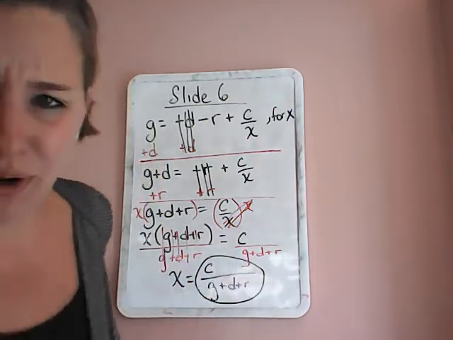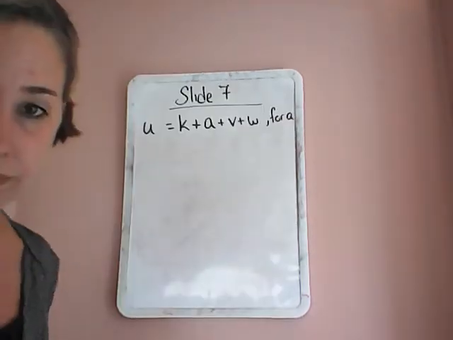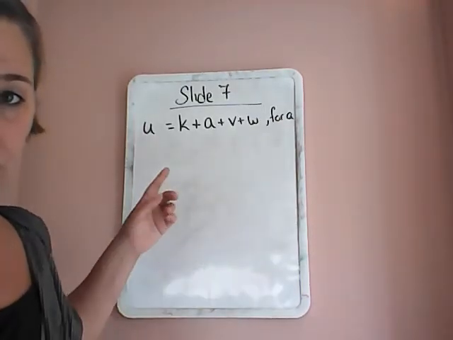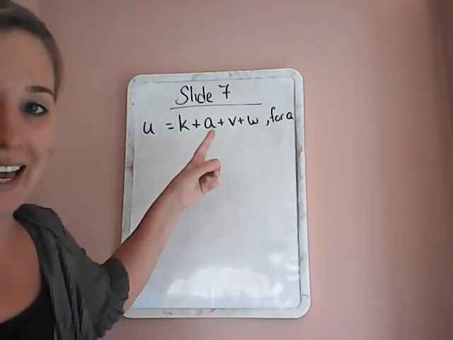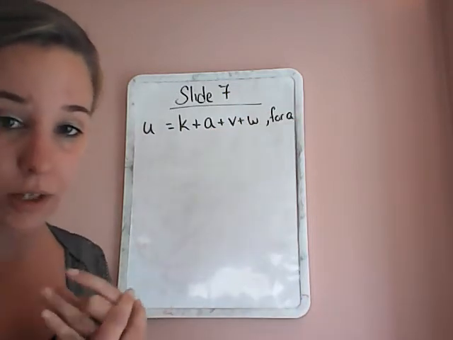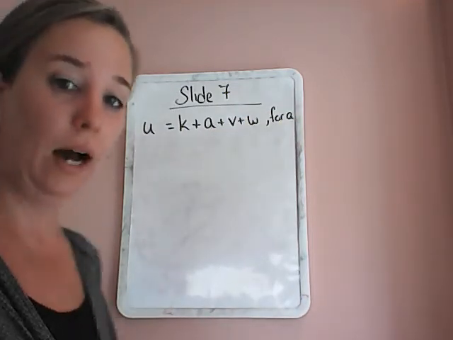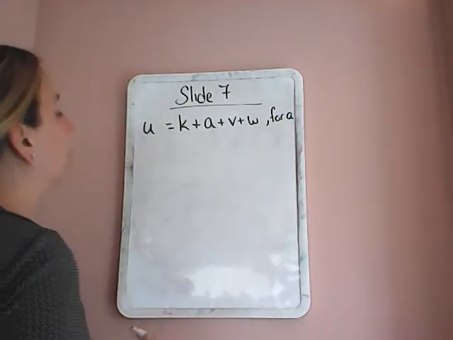And again, this is more of an aspire-to-do, so if your stomach hurts, don't panic. Okay, so the next example, we have u equals k plus a plus v plus w, and we are trying to isolate a. So some of you right away already know what to do. You can do everything in one step. Awesome. But let's take it slow for everyone else who might be struggling.